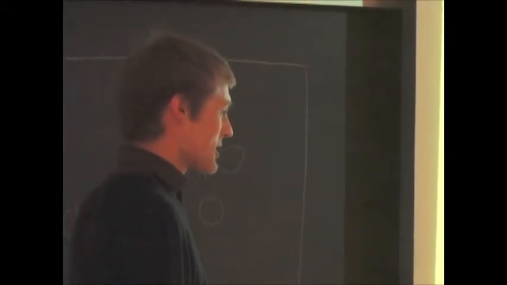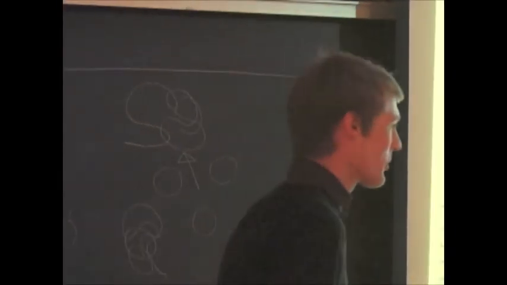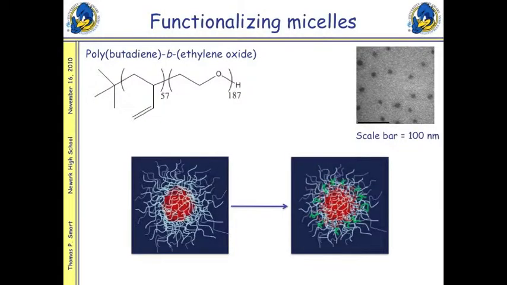But obviously it still delivers it everywhere as it flows around the bloodstream. So what we're trying to do is to functionalize these, the green bits, so that they target specific cells within your body. All the cells have receptors on them. This is how they talk with each other. And so if we can target those specifically, then we'll know exactly where the drug's going.